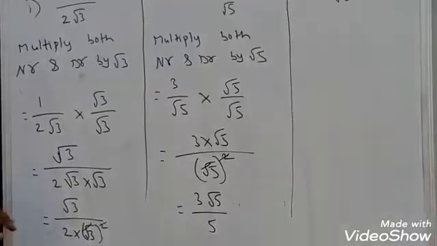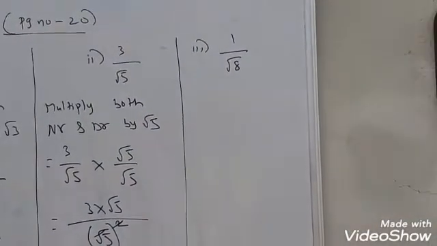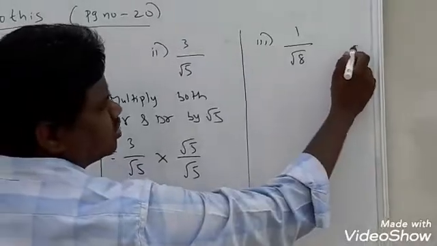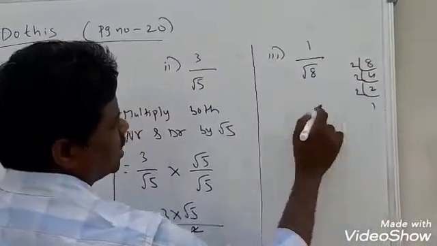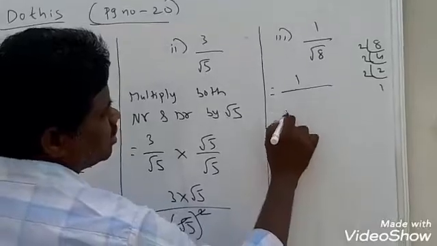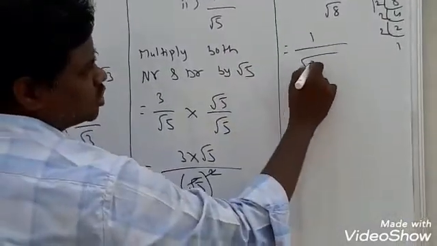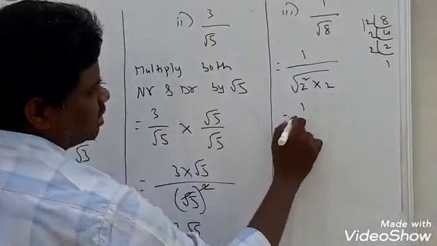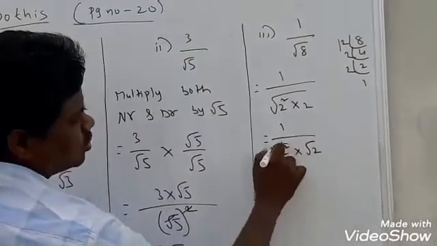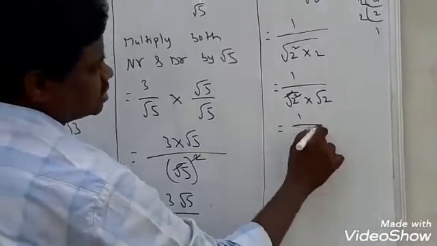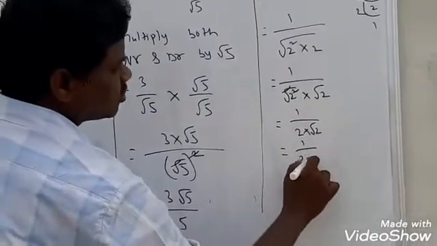Now if you go to the third bit, here root 8 is there. 8 is not a prime number. That's why you have to do simplification. 8 is 2 fours, 2 twos are 4, 2 ones are 2. That means 1 by root 8. Under the root, whatever is there, we have to write in pairs. That is 2 square into 2. That is 1 by root of 2 square into root 2. Root and square cancel, equal to 1 by 2 into root 2. 1 by 2 root 2.